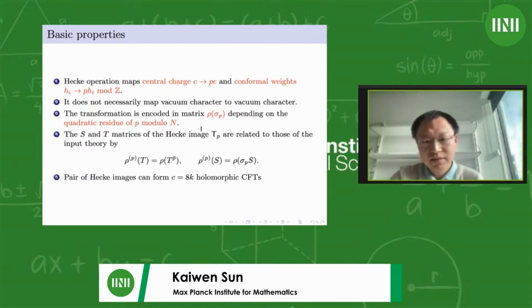More importantly, for this Hecke image T_P, the resulting vector-valued modular form has T and S matrices related to the pre-image in this very simple way. Basically, the resulting S matrix is this rho_sigma(P) matrix times the previous S matrix. They also found that pairs of Hecke images can give some c equals 8k holomorphic CFTs. This kind of holomorphic CFT means that the CFT has one single character.